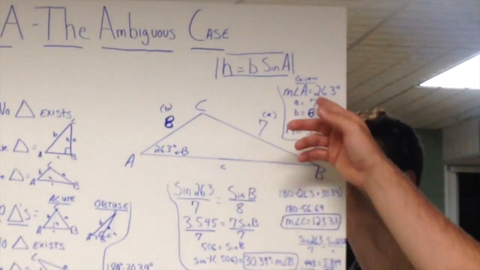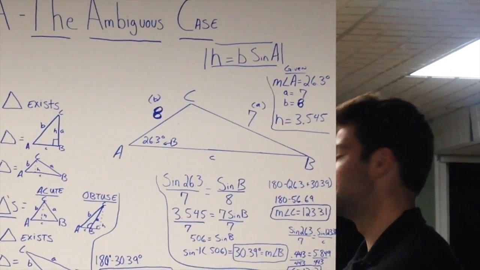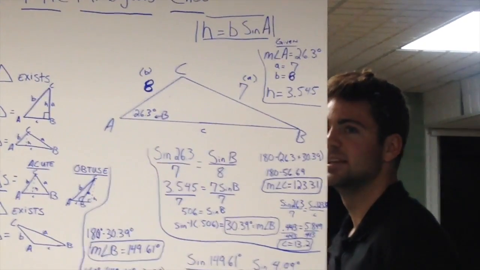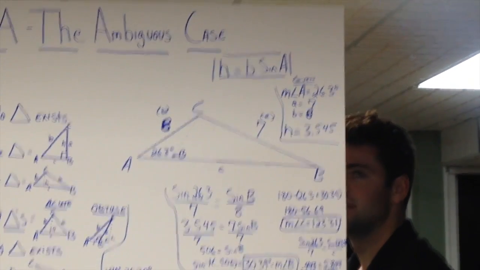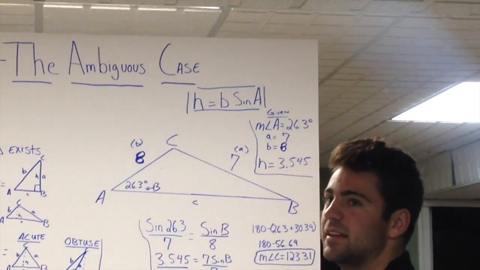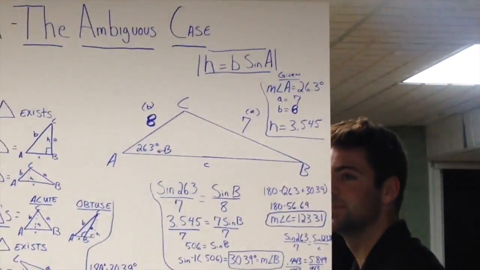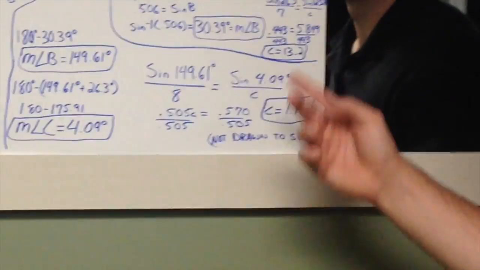So I started off with the given information I had here. The measure of angle A is 26.3 degrees. Side length A is 7, and side length B is 8. I know that drawing is pretty terrible, but I just sketched a triangle and didn't think about the measurements until afterwards. So sorry about that.